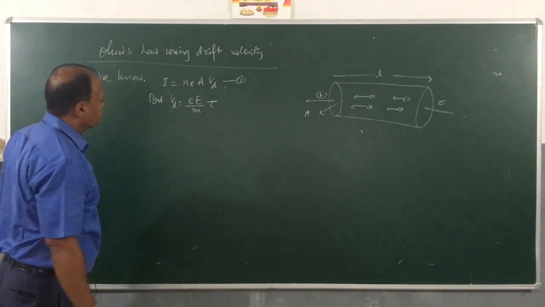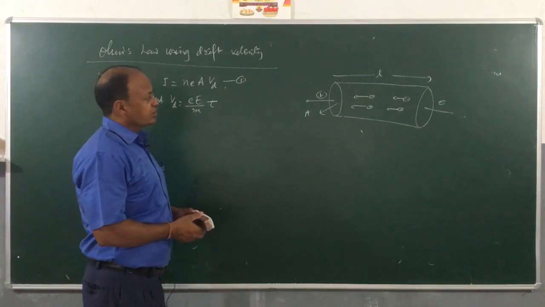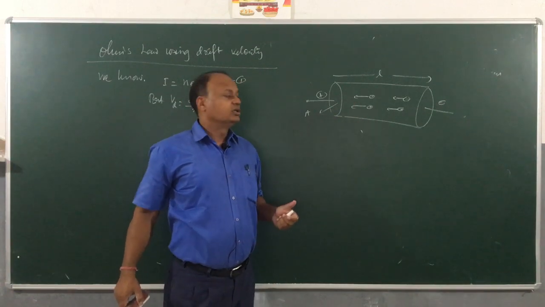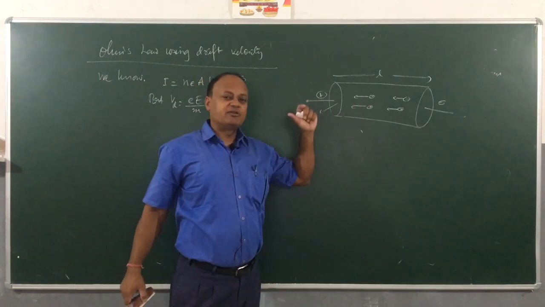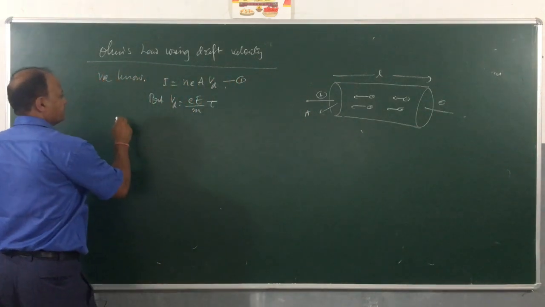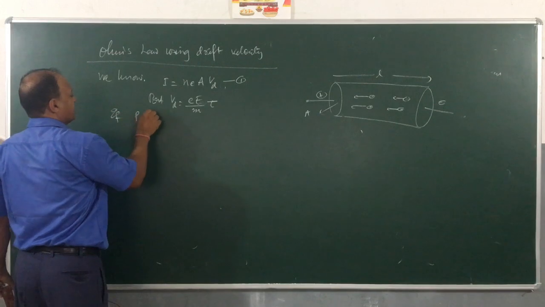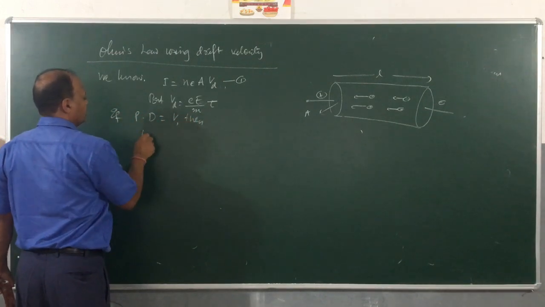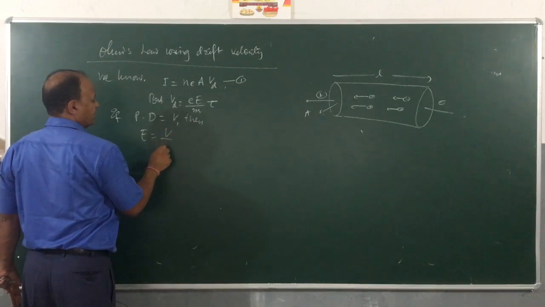Now children, electrons will be set into motion only when you apply a potential difference. So we will assume that with the help of a battery we are applying a potential difference V. So we will say if the potential difference is equal to V, then you already know E is equal to V by L.